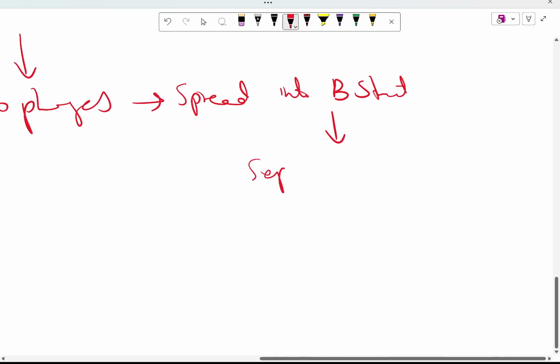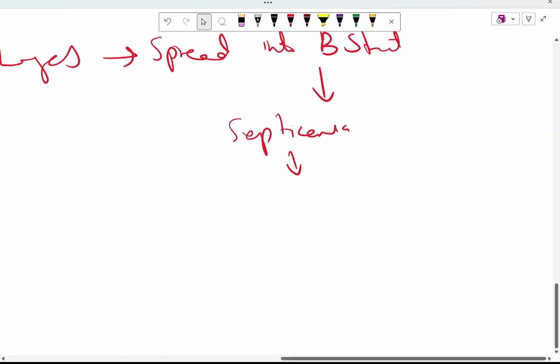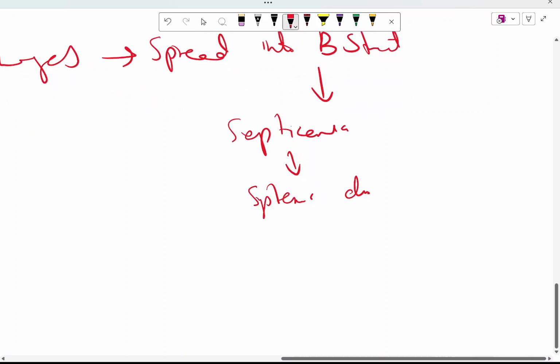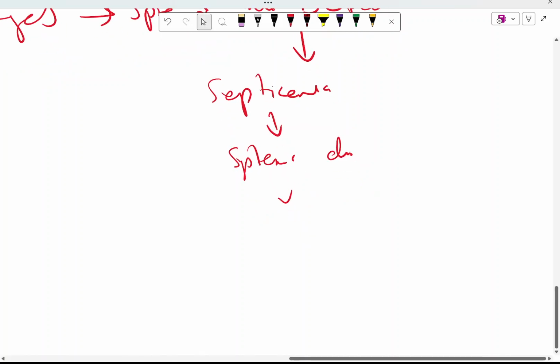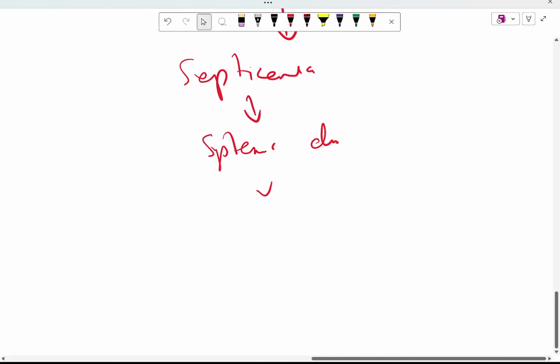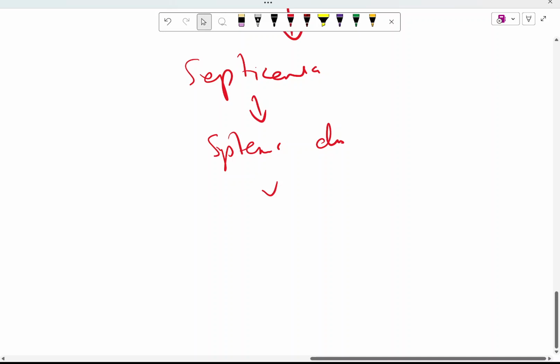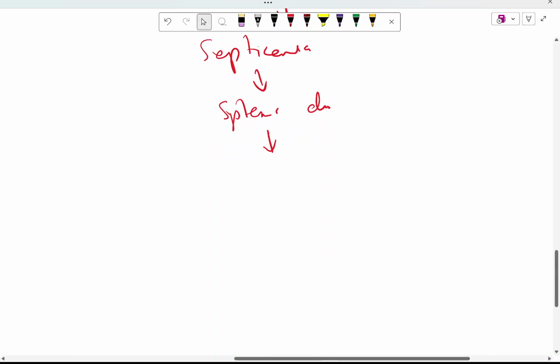And what will it cause? It causes septicemia. And after septicemia, there will be a systemic disease. What happens after the systemic disease? These pathogens migrate back into the intestine and are excreted via feces.